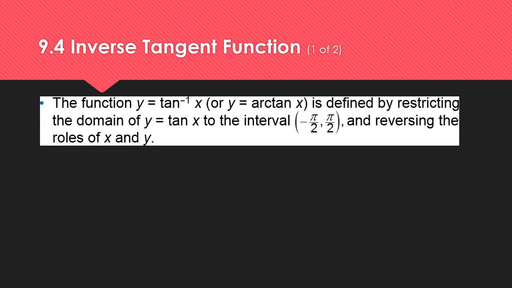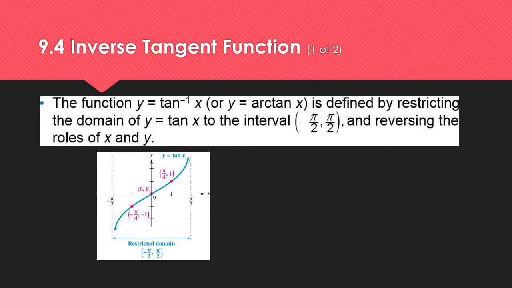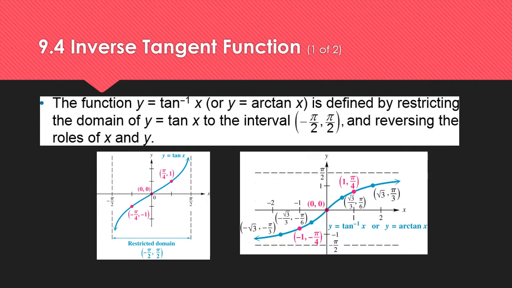Now the tangent function. We're going to restrict this domain to negative pi over 2 to pi over 2. And again, kind of the same idea, the x and y roles get reversed. This is the tangent function with our restricted domain. And there's the inverse function.